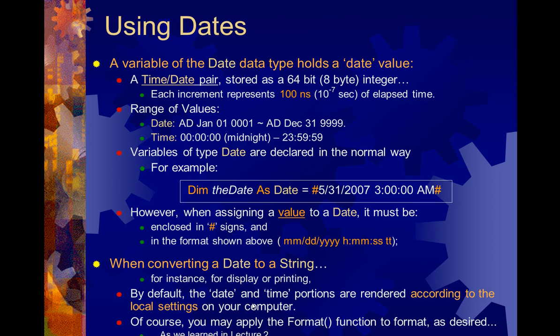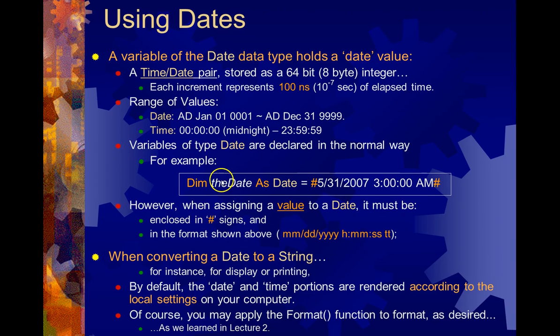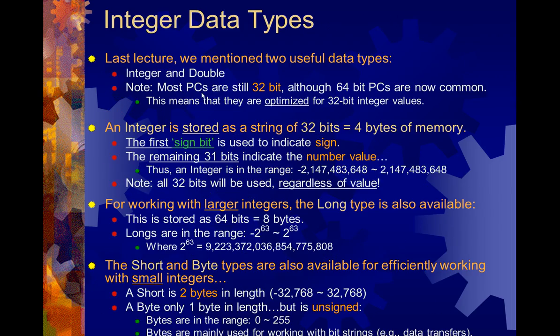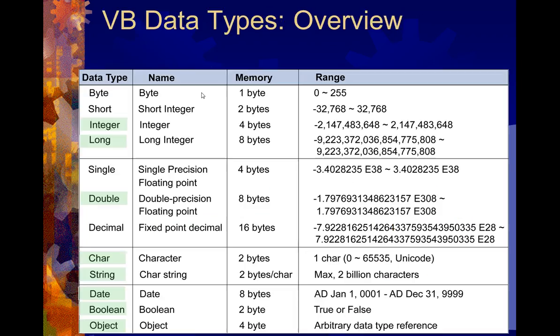Okay, the next one is for dates. So we have different types of data types, right? We saw this before. We have integer, long, double, char, string, Boolean. We also have a type called date, which will reserve 8 bytes of memory.